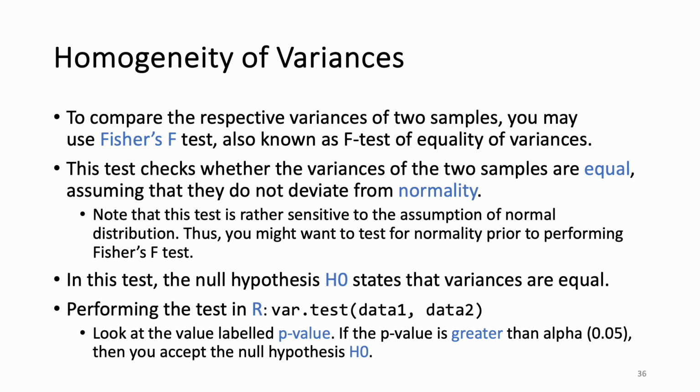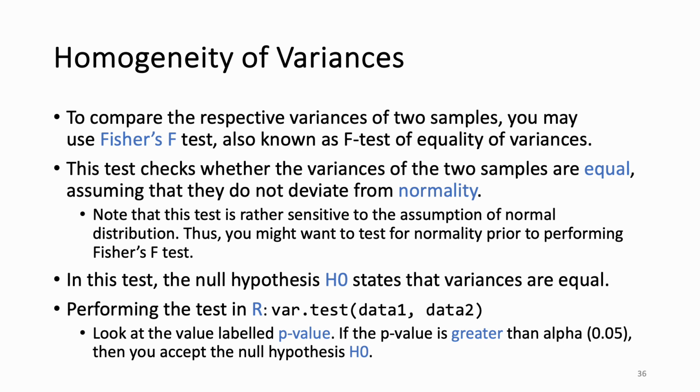Okay, so how can we check for the homogeneity of variances? There's a test called Fisher's F-test, which checks if the variances of two samples are equal. But this test assumes that the samples are normally distributed. So you have to check first if the samples are normally distributed, and then you can conduct the Fisher's F-test. The null hypothesis, H0, for this test states that the variances are equal.